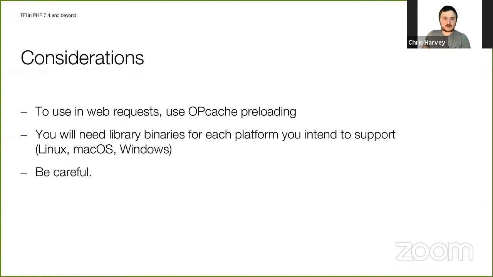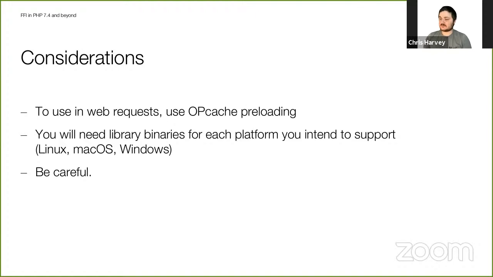Okay, so there are a few considerations you need to keep in mind, as well as the memory management side of it. To use it in web requests, you will need to use opcache preloading, which is a file that gets run basically in PHP FPM. It runs this file first and then compiles these files, which is good for performance anyway. So it's probably a good idea to use that anyway. And that means if you wanted to change any of your C bindings, you would have to restart PHP FPM, which you'd probably do as part of your build process anyway.